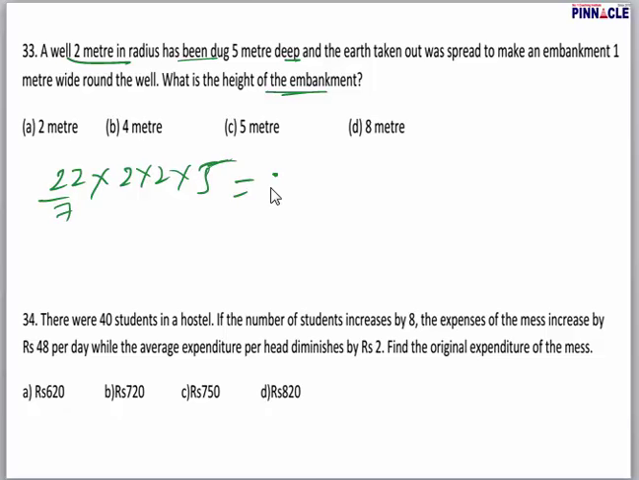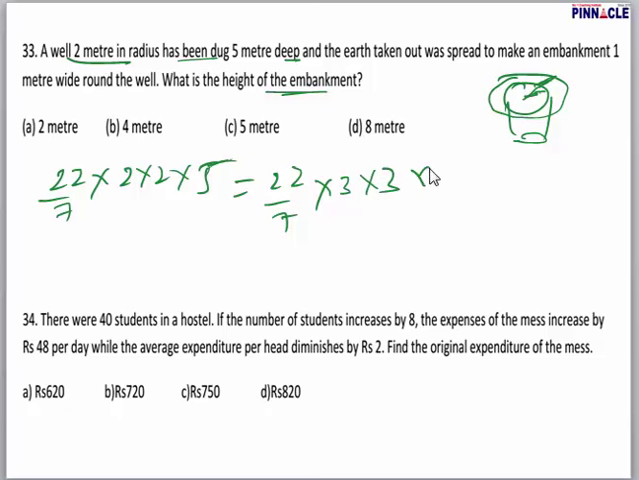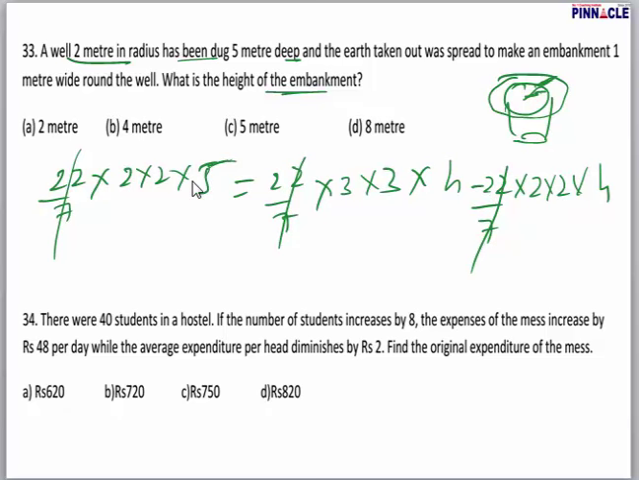This volume is equal to 22 by 7 r square. Now it will become 3 meter. Why 3 meter? Suppose this is the cylinder and now this is 1 meter and this is 2. 2 plus 1, 3. 3 is from the outer side and inner side 2. So 3 into 3 pi r square h, h we have to find out, and minus 22 by 7 into 2 into 2 into h. So here you can take common 22 by 7, and again 20 is equal to 9h minus 4h, that is 5h is equal to 20, h is equal to 4. It means B should be the answer.